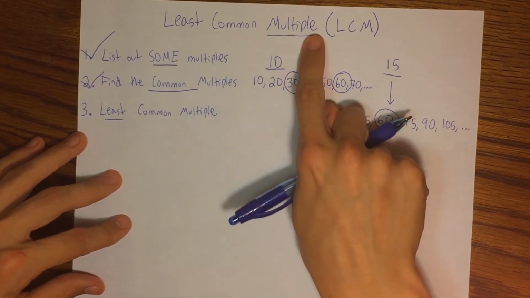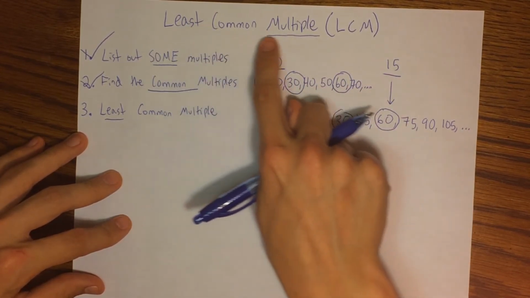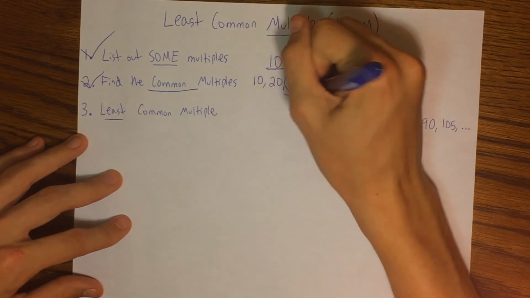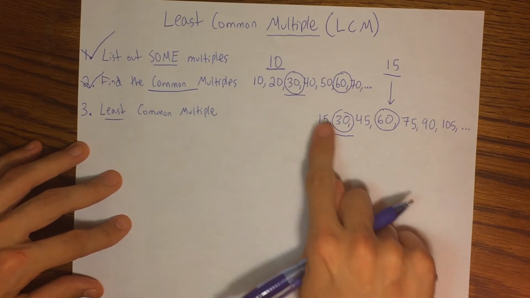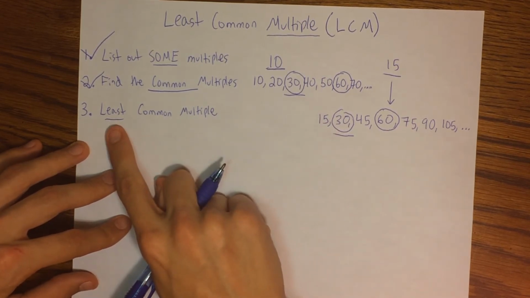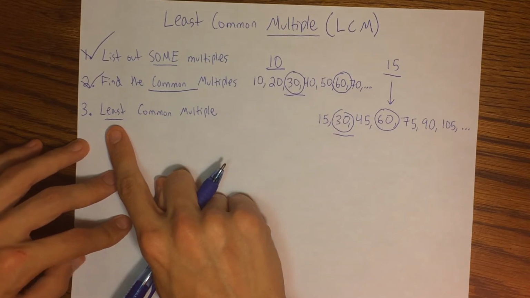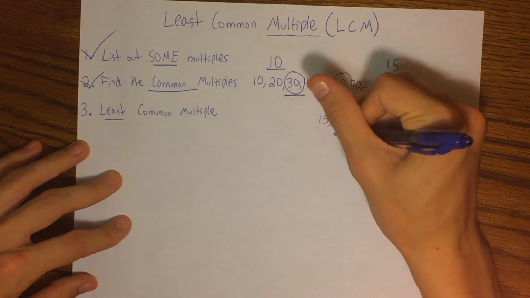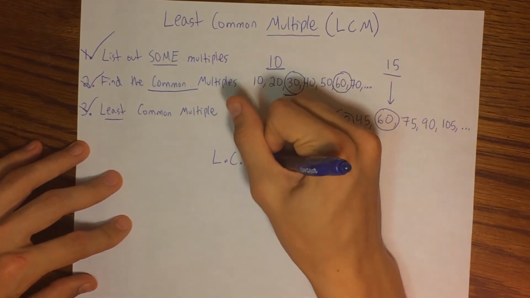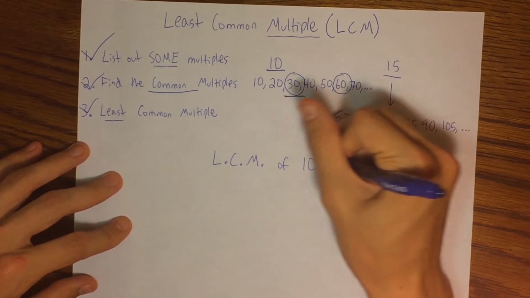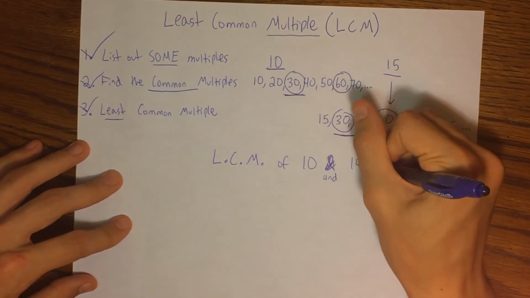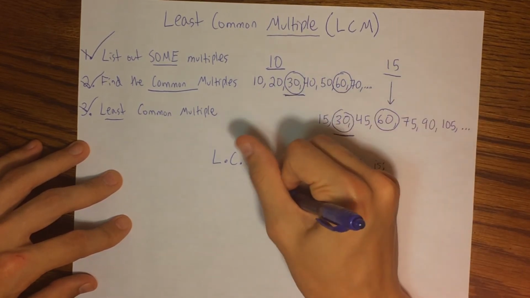But we're not looking for just the common multiples between 10 and 15. We're looking for the least of the common multiples. So between 30 and 60, which one do you think that is? Well, let's say it's probably the 30. Between all the common multiples, the 30 is the smallest one. It's the least. It has the least value. Smallest value. So now that I've distinguished this from the rest, I can cross out that step as well. So I found that the least common multiple, also known as the LCM, of 10 and 15 is 30.